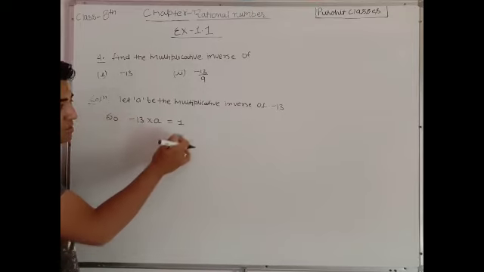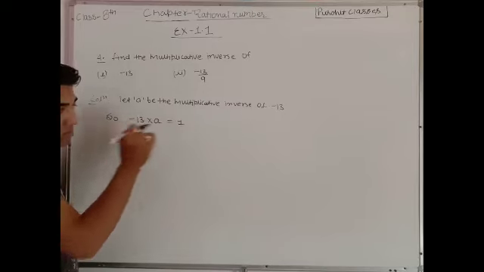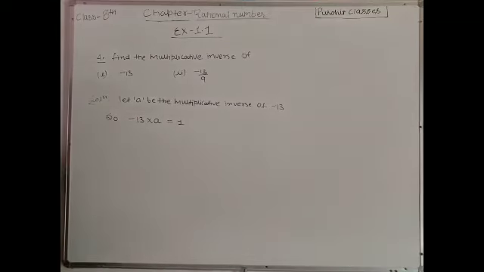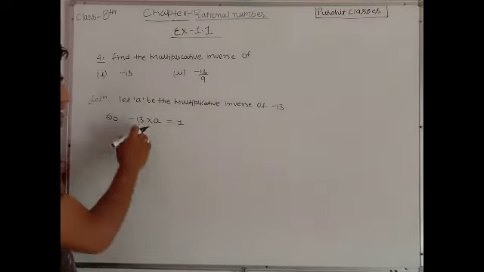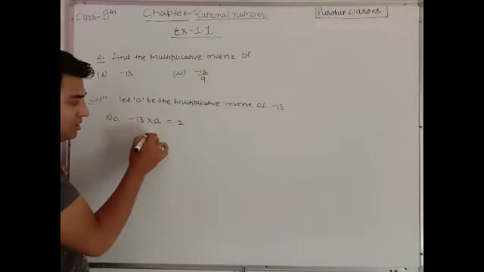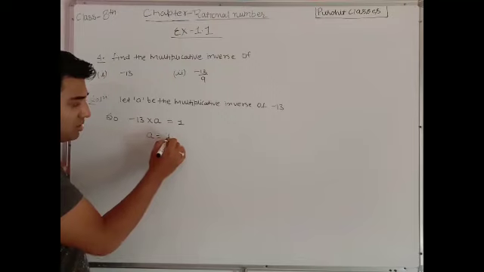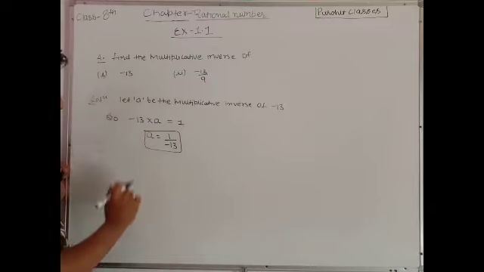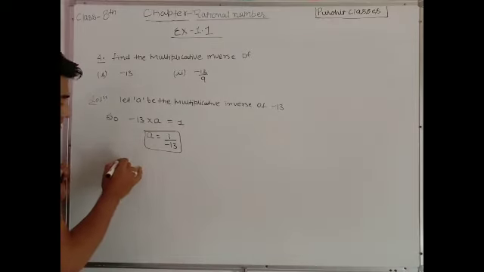So I will have to transpose this minus 13 to the right hand side. If the operation on the left hand side is multiplication, then on transposing to the right hand side, it will be division. So A will be equal to 1 upon minus 13. Understood? So this is the multiplicative inverse. Similarly, the second part we can solve.